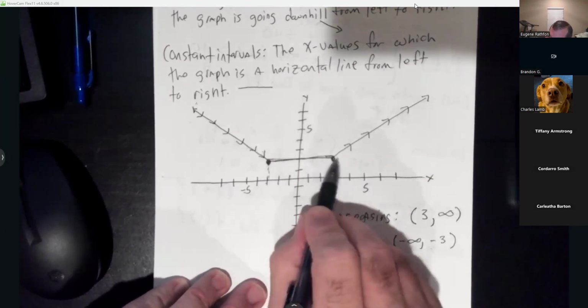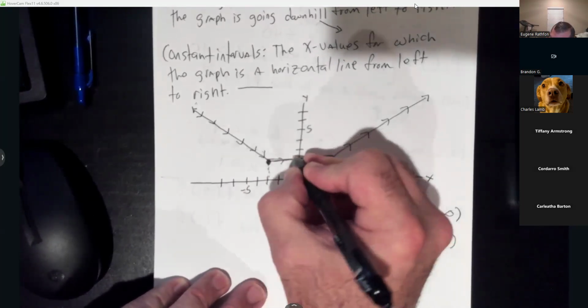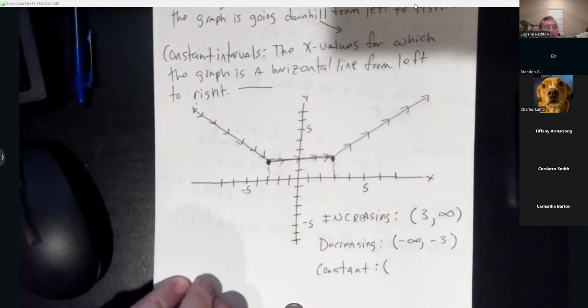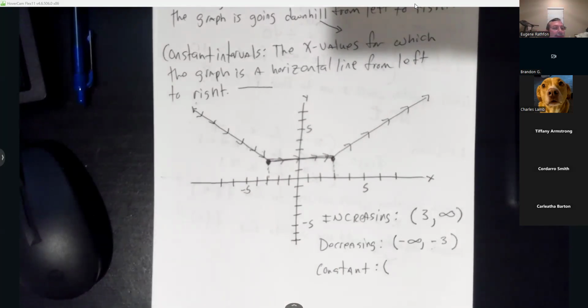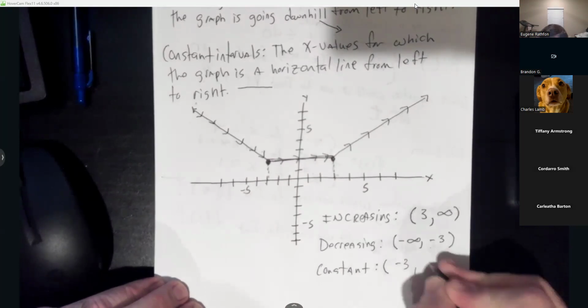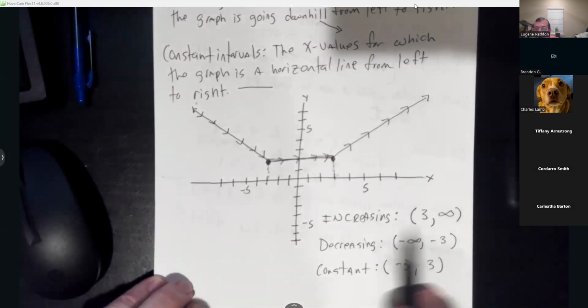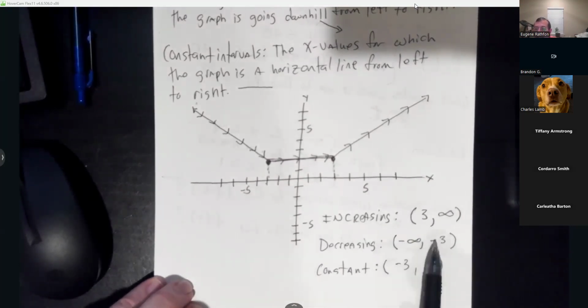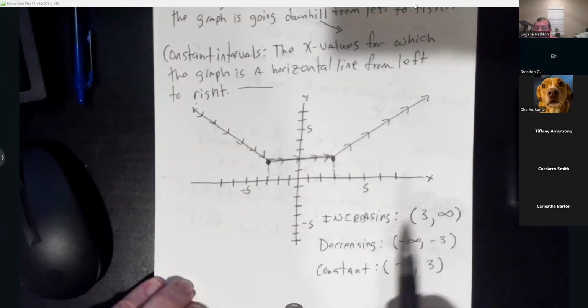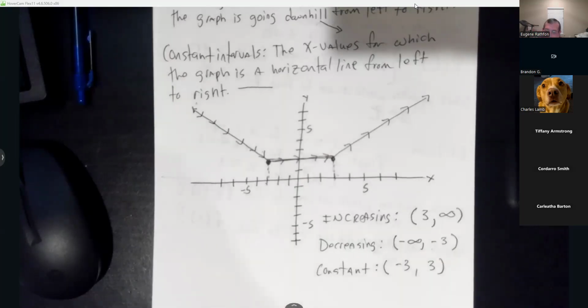So constant, y'all, is this little section right here in the middle. Straight line, left to right, going across. Carnitha, you're quick. -3 to 3. There you go. So these will all hook up eventually. Negative infinity to -3, it was going downhill. -3 to 3, it went straight across. And then from 3 to infinity, it went uphill.